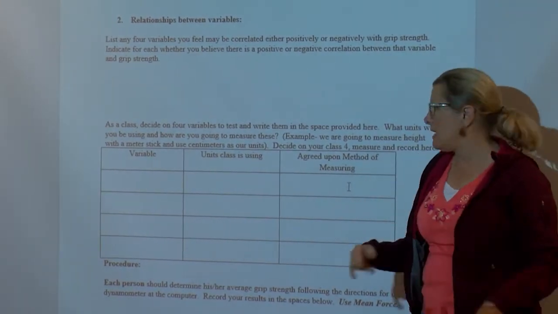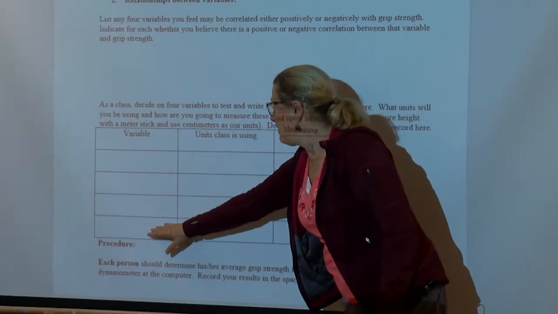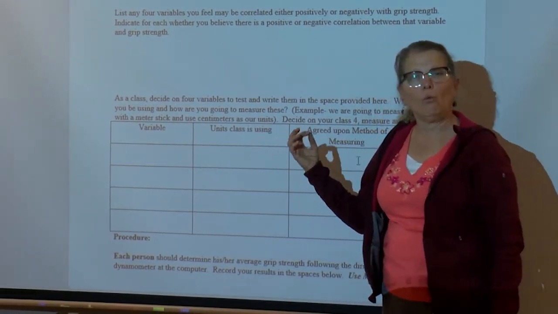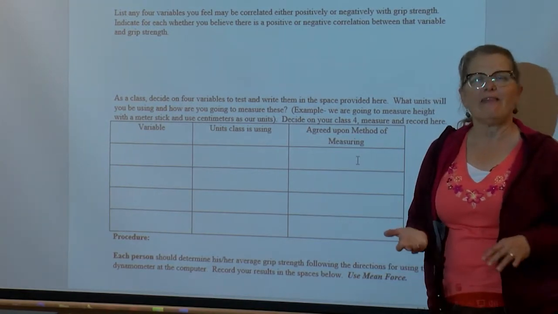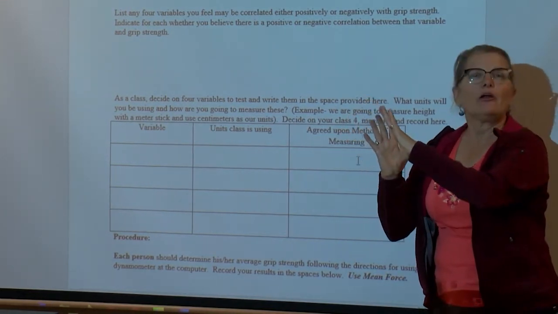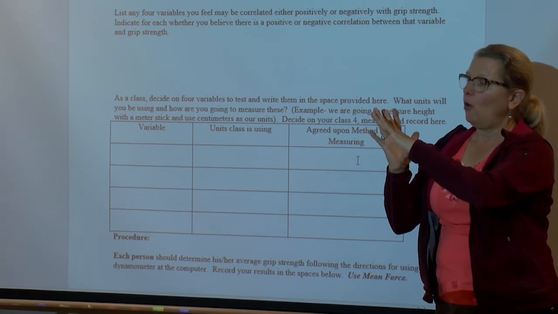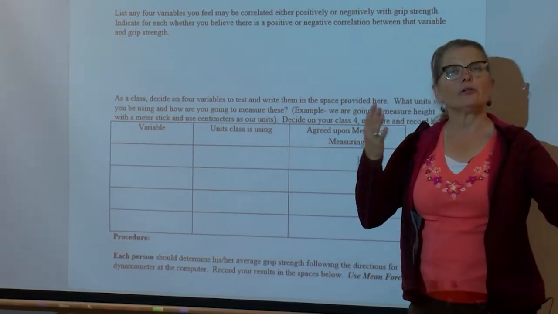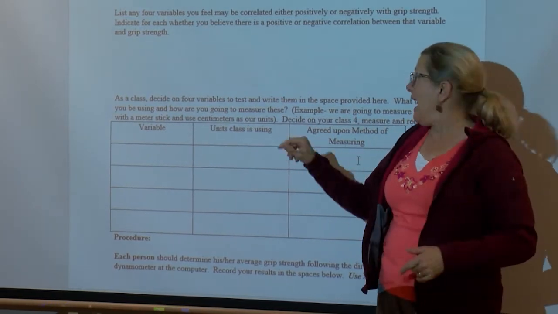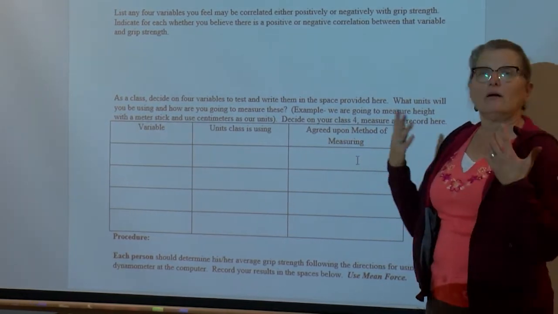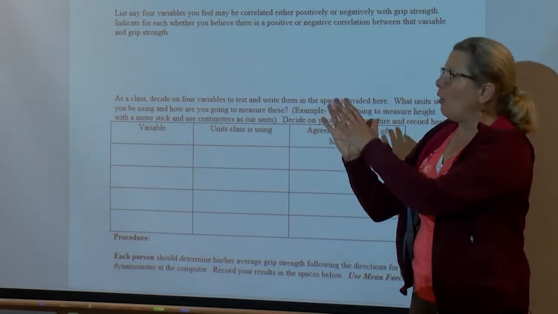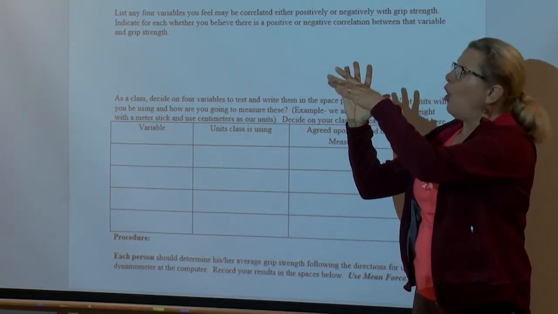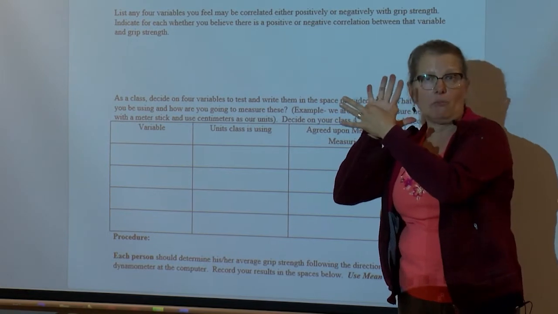And then the class picks their 4 favorites, decides what they're going to be measuring, what units they're going to use. Let's say they used how big your hand is. So you have to decide, are you going to use centimeters? Are you going to use inches? And then you have to decide how you're going to measure that. So from the tip of your middle finger to your wrist, or were you thinking across the palm?